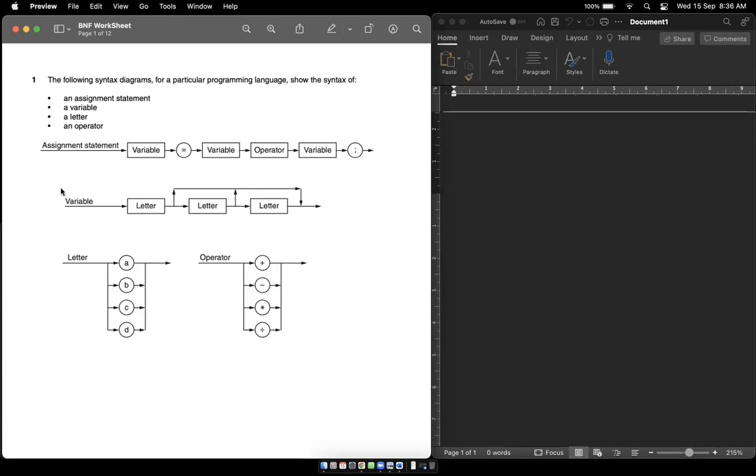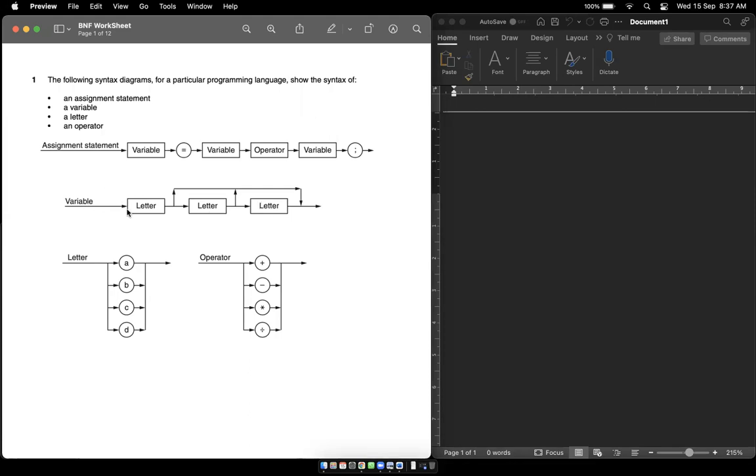Apart from that, we have another definition here that is for a variable. Now, a variable can be a letter followed by another letter and another letter. So if I just want a variable to be of length 1, I can have one letter and exit this syntax diagram. I can also have a 2-letter variable, and then exit the syntax diagram. And I can also have a 3-letter variable, and then I exit. So basically it's giving me the option of choosing between a single letter variable, a 2-letter variable, and a 3-letter variable.